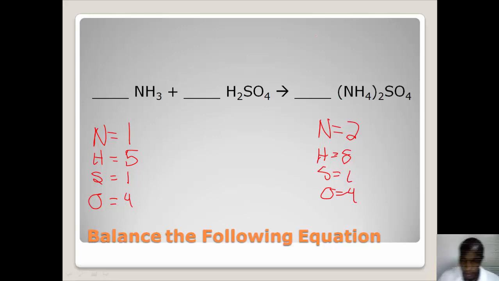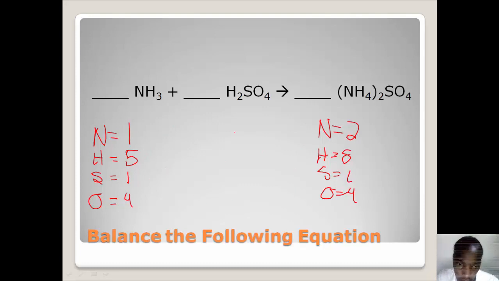Alright, so let's take a gander. This is a lot to work with. So let's see. We have 1 nitrogen here, we have 2 here, so that's an easy number to work with. Hydrogen is 5 and 8, not so pretty. Sulfur is 1 and 1, so that's already balanced. And the oxygens are 4 and 4, so they're already balanced.